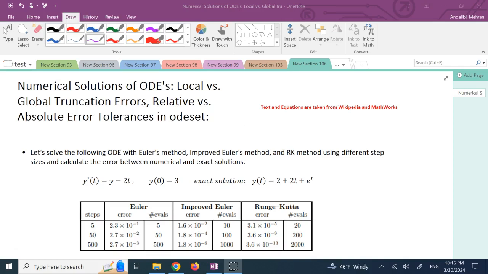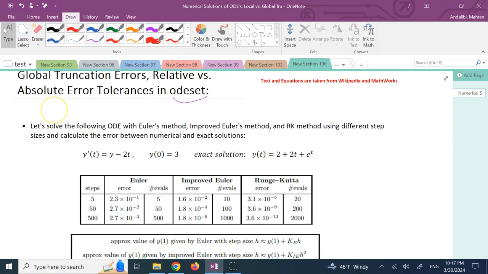So we're going to talk about truncation errors, both local and global, and then the absolute error and relative error tolerance terms that you might see in the ODE set command in MATLAB. So what do we have? Let's first talk about the truncation errors.